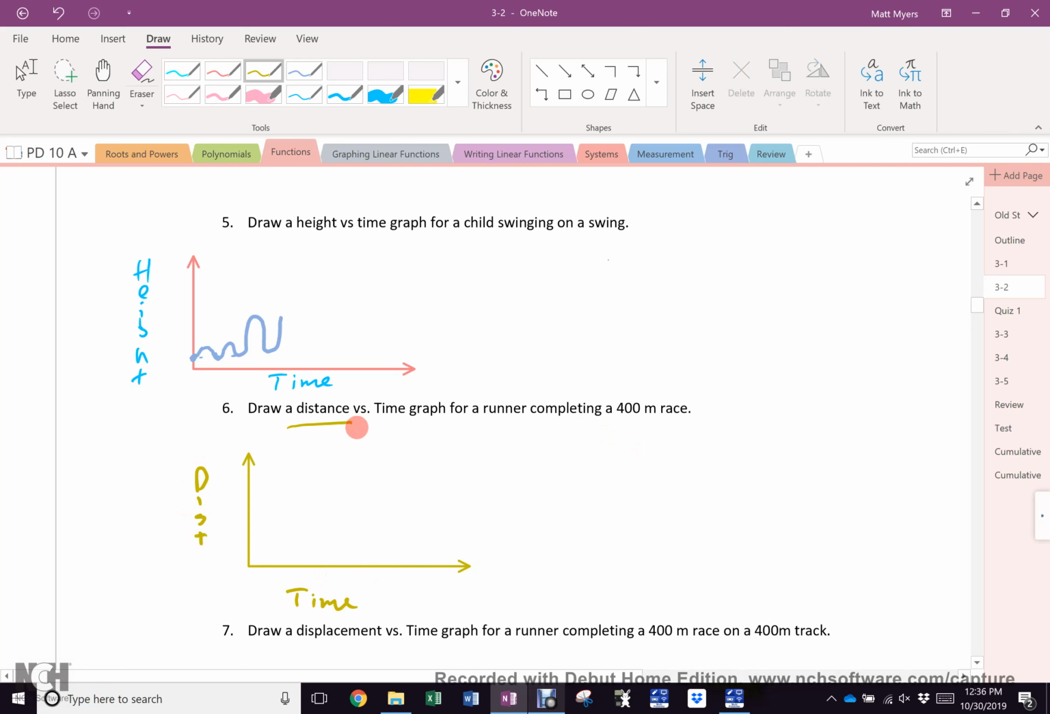Distance time graph for completing a 400-meter race. Will my line ever come back to the x-axis? No. Why not? Because it doesn't end. No. The race ends at 400 meters, Jewel. You don't just run forever. You're not Forrest Gump. Why? No. Vicky said it. That's displacement. That would be displacement.